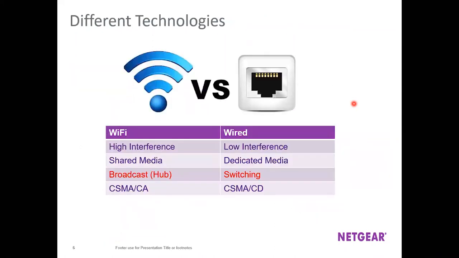For example, the other area that you know is really growing, and that changed a lot in the last years, is the access layer. In the past, most of the devices used to access the network via wired connectivity. Right now, look at yourself. How many wireless devices do you have?